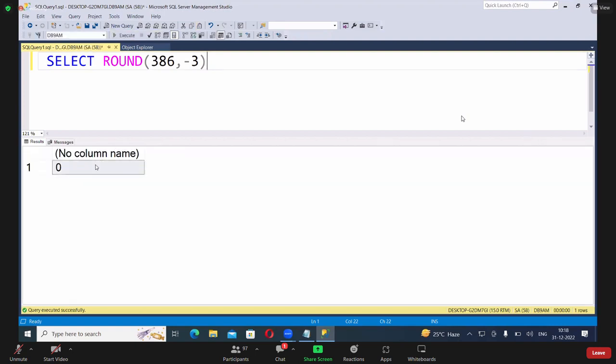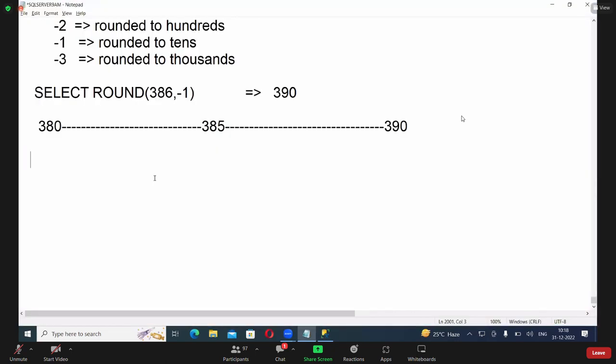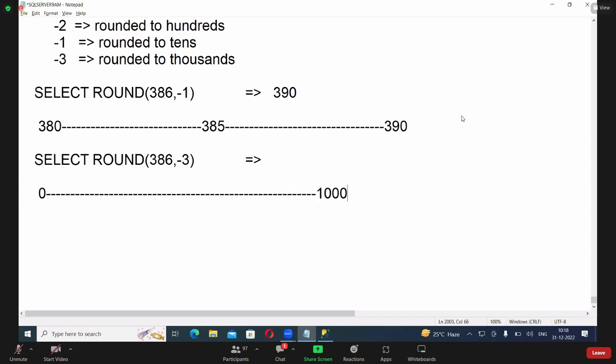Minus 3 means what? Thousands. Don't confuse here, these are all very simple. Minus 3 means thousands. Check 386 is between which two thousands? 0 to 1000. What is the average? 500. Then 386 is below average. If it is below average, it is rounded to 0.